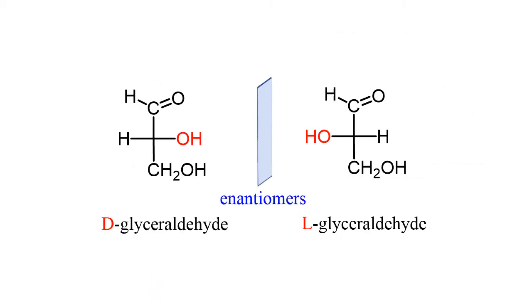Now see, this is the carbon atom. H on one side, OH on one side, other side CH2OH, other side aldehyde CHO. So this is chiral carbon. And if it is mirror image, this looks like this. And these two are called what? These two are optically active isomers or optical isomers.